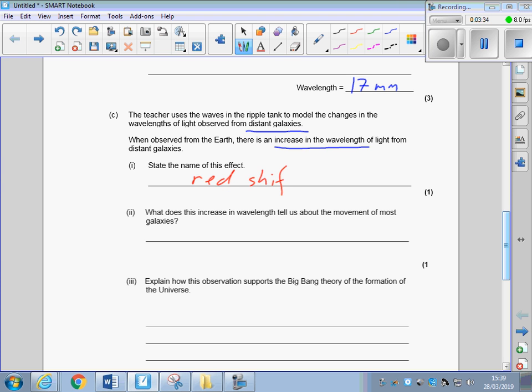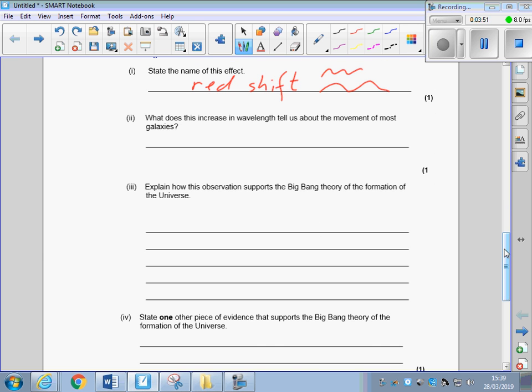redshift. Because if you've got some light with a certain wavelength, and you stretch that wavelength, you are moving the color of that light towards the red end of the spectrum. Red light has a longer wavelength than, say, blue light. What does this increase in wavelength tell us about the movement of most galaxies? It means that they are moving away from us.